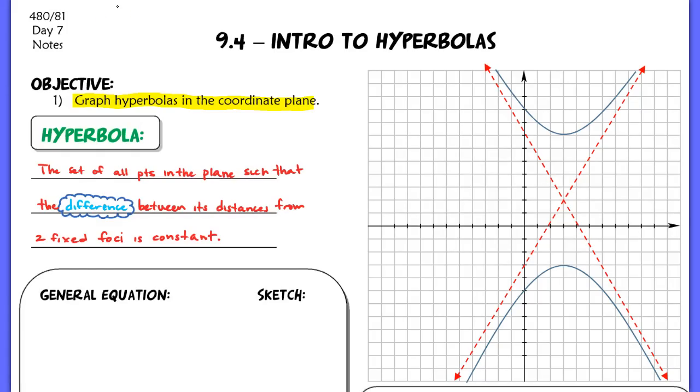So if you remember our definition for the ellipse, this definition here actually looks almost identical to the definition for the ellipse. It's just that this one word here, instead of saying the difference, it says the word sum. Now that one little change, however small it might seem, actually makes a significant difference in the graph of your hyperbola versus a graph of an ellipse. It also changes the general equation as well.